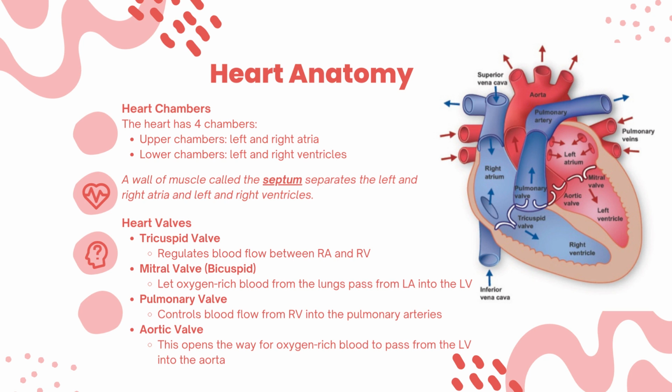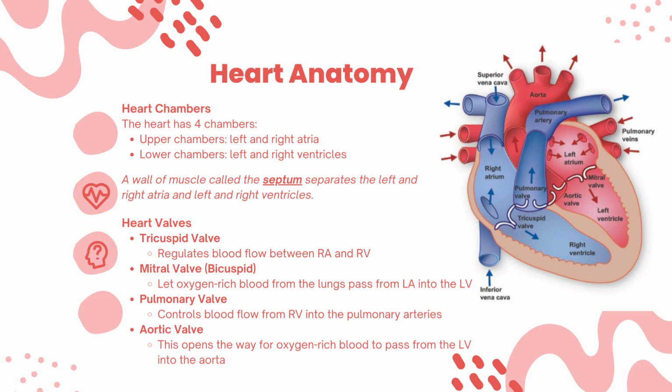So in this slide, you can see that the different chambers and valves of the heart are actually labeled. Remember that your right side is blue and your left side is red. So you'll see major vessels like the superior and inferior vena cava on the blue side. You'll see the right atrium. You'll see the tricuspid valve and the right ventricle.